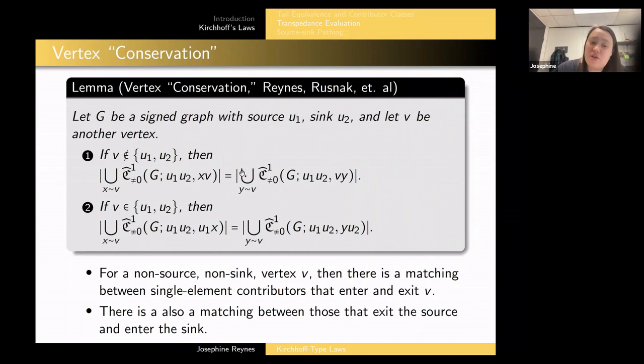So the number of contributors that enter the vertex and the number of contributors that exit the vertex, as they're counted by the sum, are the same. And if you are the source or the sink, then the number of contributors that exit the source is the same as the number that enter the sink. So it's a very similar idea to the Brooks, Smith, Stone, and Tutte transpedance laws, but we have the slight caveat that we can only say something about the set sizes, not cancellation.